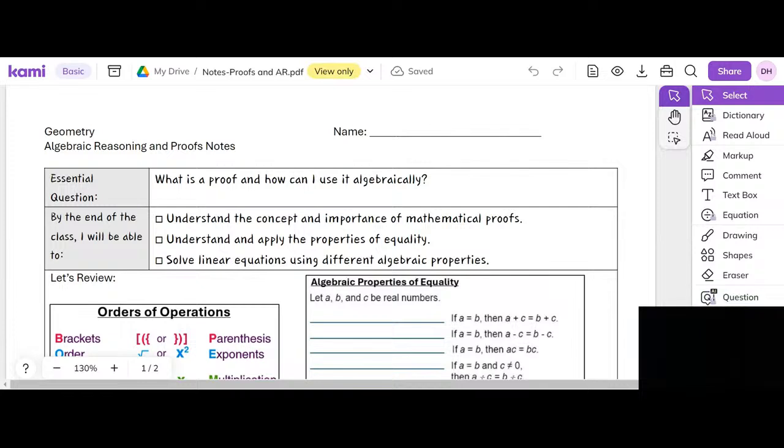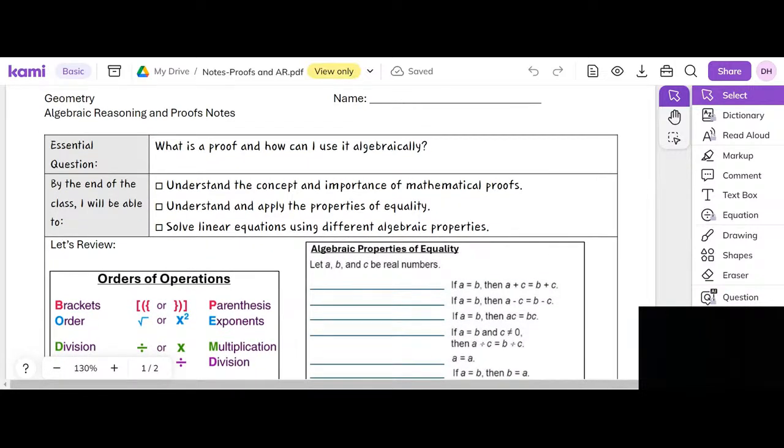All right, y'all. I'm gonna dive right into this. So today we're gonna be talking about algebra reasoning and proofs. And so the goal here is to give you a deeper understanding of how this works. You should already know how to solve algebraic reasoning type problems.